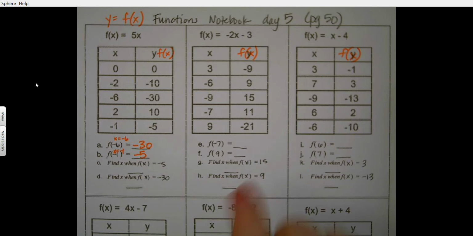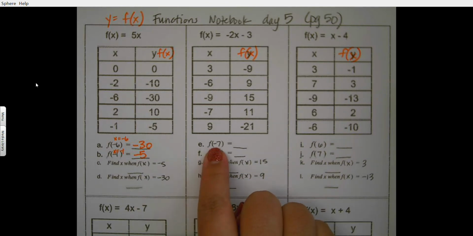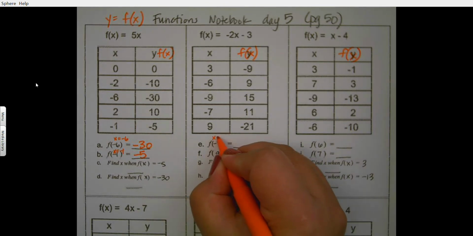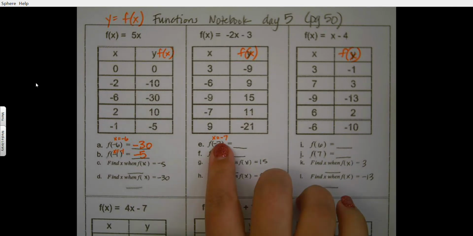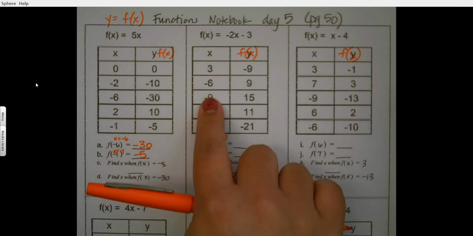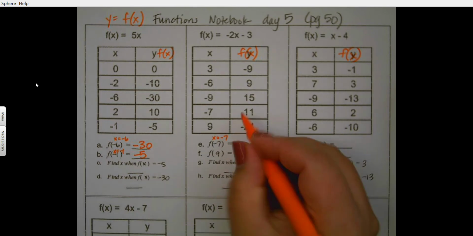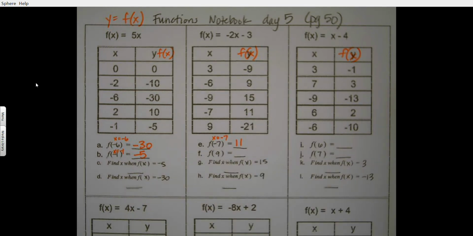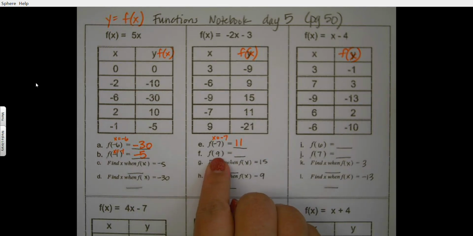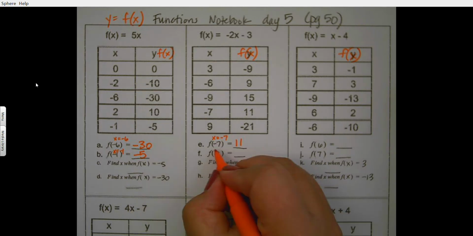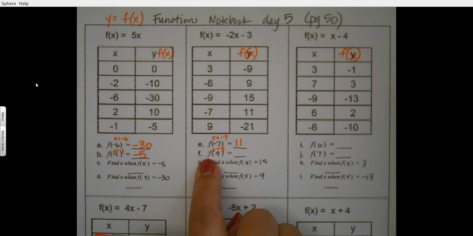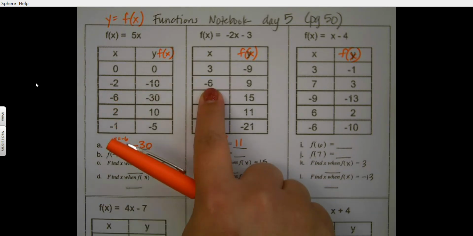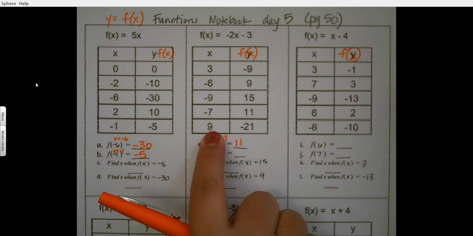Okay, I'm going to go do it over here. F of -7. I replaced my X with -7. My X is -7. What's my answer? F of 9. That means my X is equal to +9. Sorry, my X is equal to +9. What's my answer?